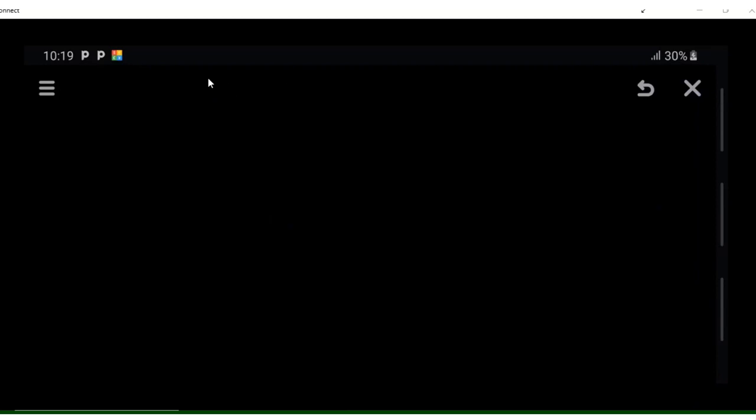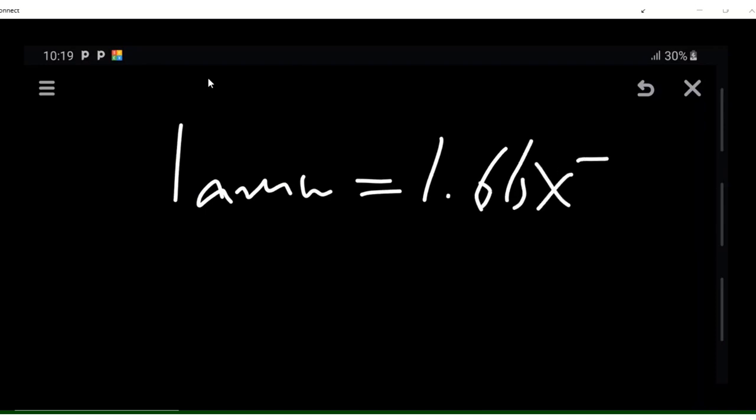So this one is 1 AMU. 1 AMU is equivalent to 1.66 exponent negative 24 grams. So one atomic mass unit is equal to 1.66 times 10 to the negative 24 grams. You have to master this. You have to know this one.